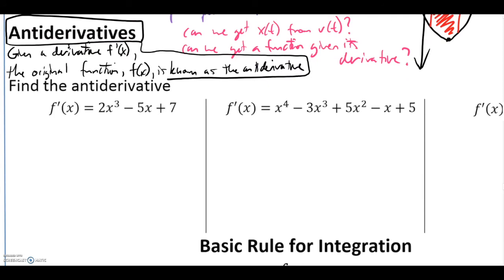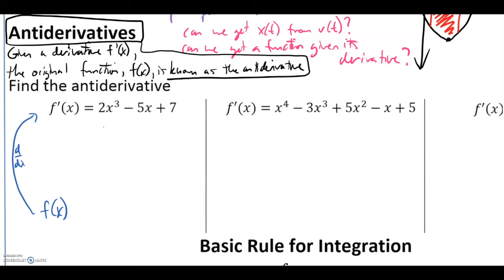And so on the first example, f prime of x equals 2x cubed minus 5x plus 7. What we want to get to is the original f of x, the one that, if we were to differentiate with respect to x, would get us right back to this function here. So if we look at this first term, 2x cubed, can we think of a function whose derivative would be 2x cubed?